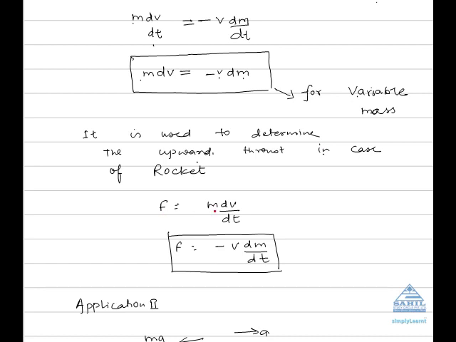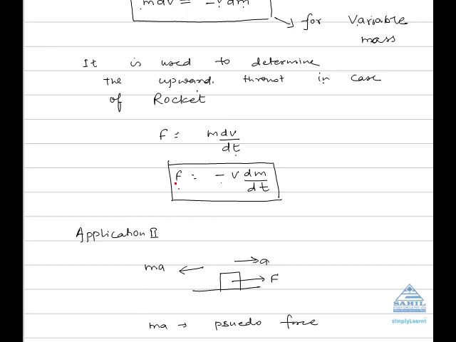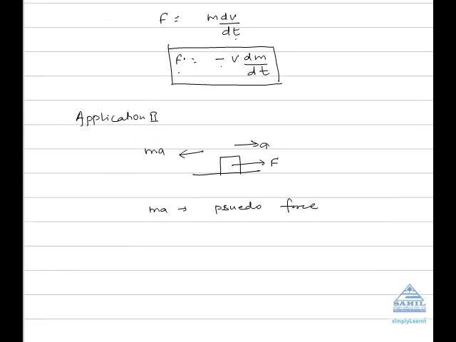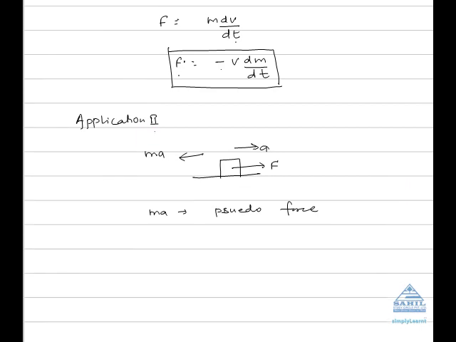We have F is equal to m dv by dt, F is equal to minus v dm by dt, where the negative sign represents that the direction of upward thrust is always opposite to the direction of rate of change of mass. Application of Newton's second law means we have net force along A is equal to mass into acceleration. Let one example be there. If force F is applied on a body along this way, then acceleration is acting along this way, and m into a acts opposite to the action of that. M into a is called pseudo force.